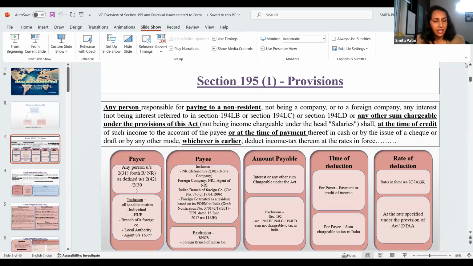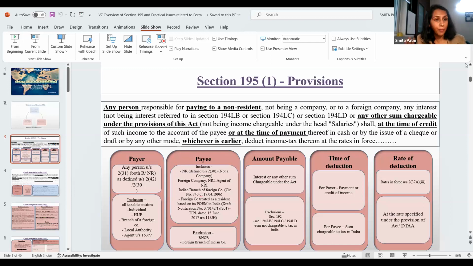The foreign branch of an Indian company is excluded from non-resident when we are paying, because obviously we are paying to ourselves. But similarly, the Indian branch of a foreign company is included because we are paying to the foreign company only. If a foreign company has a PE in India, an Indian branch, and we are paying to that, in that case taxability will come.